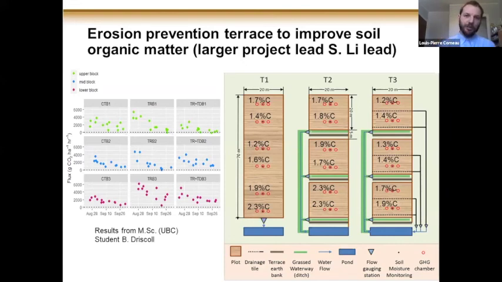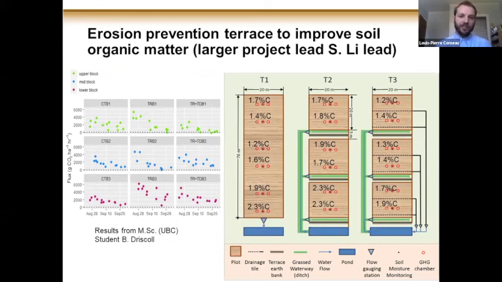So this project evaluates the effect of erosion terraces on the flow of water, a project led by Shane Lee. Our part of that is to evaluate the amount of carbon that will be gained or lost in the long term by those erosion terraces, tile drains and the other treatments. For this project, we are using both the soil carbon balance and also the flux balance, where we are going to measure every week the three greenhouse gases being emitted from the soil.